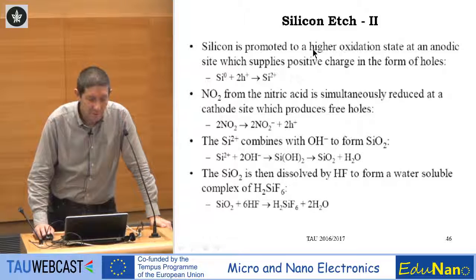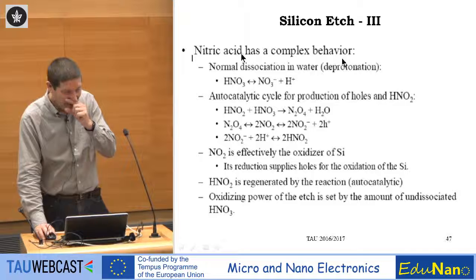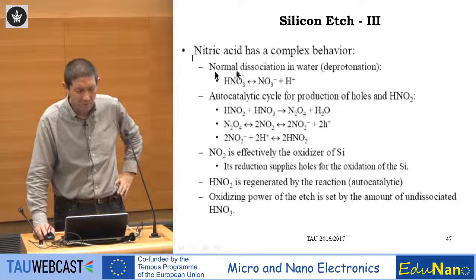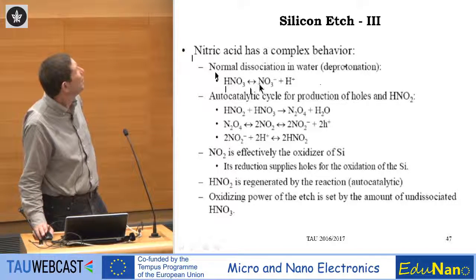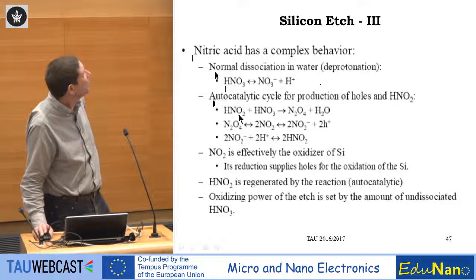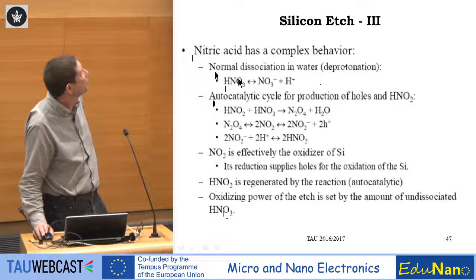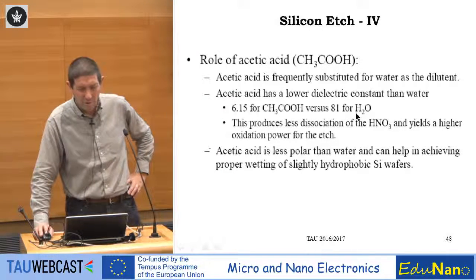This is a little different than what I'm going to show. This is oxide-based etch. Another effect is that nitric acid has a complex behavior. Normal dissociation of water, or what we call disproportionation, HNO3 goes to NO3 minus plus H plus. Then we have an autocatalytic cycle. And I think I'll skip all this chemistry because most of you are not chemists. If you want to look more into the chemistry, you're invited to look at this slide.